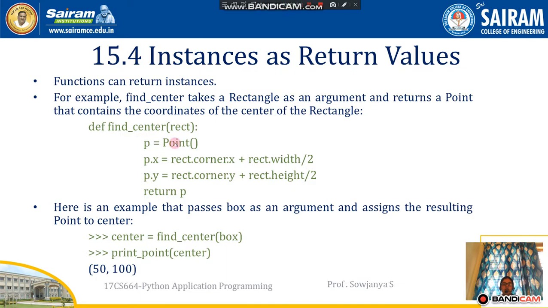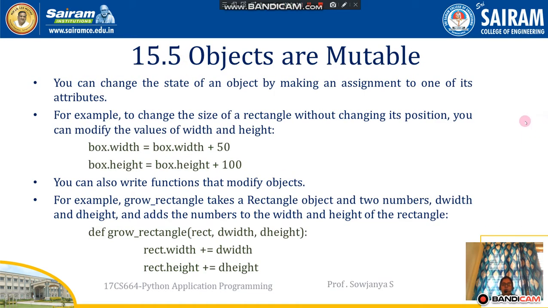How is it coordinating? p is equal to point. For example, p dot x is equal to rect dot corner dot x plus rect dot width divided by 2, and p dot y is equal to rect dot corner dot y plus rect dot height divided by 2, and it will return the corresponding value of p after calculating this. In a similar way, we have an example that passes the box as an argument and assigns the resulting point to center. Center is equal to find center of the box, and then print the center, and obviously it is going to give 50 comma 100. So this is about instances and return values.